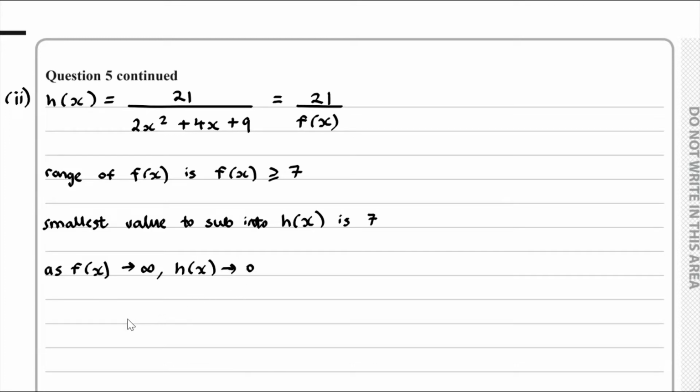And that makes sense. Now let's see what happens when f(x) is equal to 7. When f(x) equals 7, h(x) would equal 21 divided by 7, which is 3. And therefore, what we see then, the range of h(x), we have 0, which is less than or equal to h(x), which is less than or equal to 3. Okay.